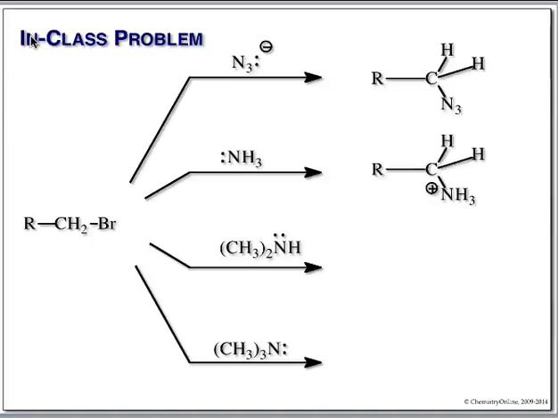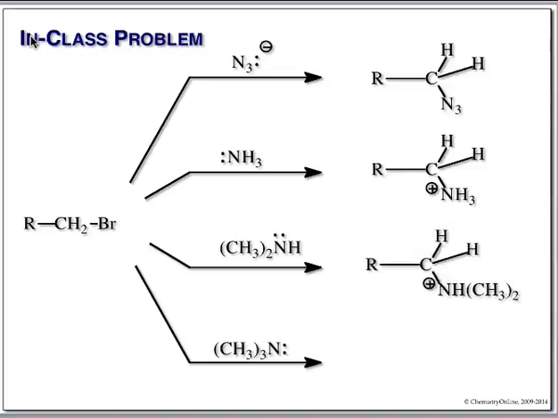Same thing here with dimethylamine. Two methyl groups, hydrogen, lone pair. This attacks. We wind up with the ammonium compound here. Once again, this can lose a hydrogen and make a neutral compound. This is trimethylamine. Trimethylamine is the lovely smell of fish, very fishy smell.